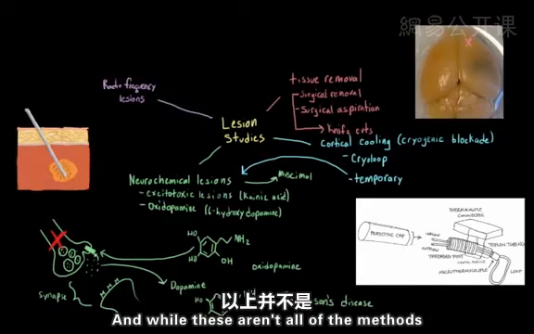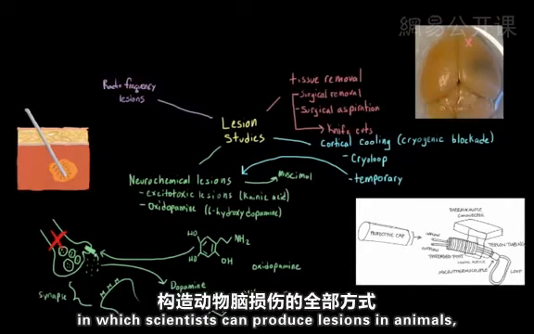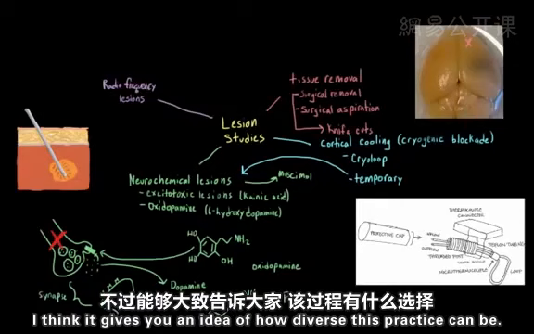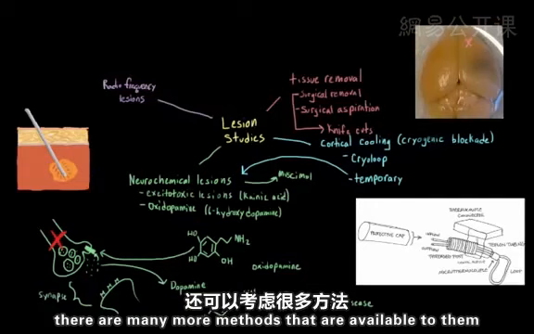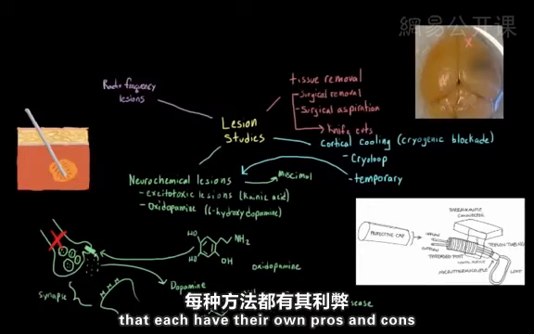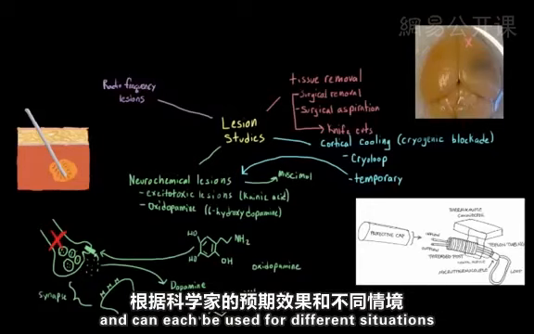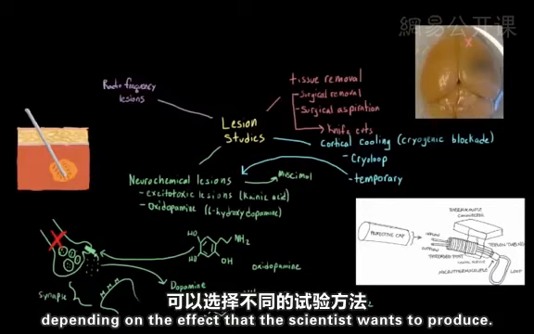And while these aren't all of the methods in which scientists can produce lesions in animals, I think it gives you an idea of how diverse this practice can be. Because while doctors can simply just sever an area with a knife, there are many more methods that are available to them that each have their own pros and cons and can each be used for different situations, depending on the effect that the scientist wants to produce.